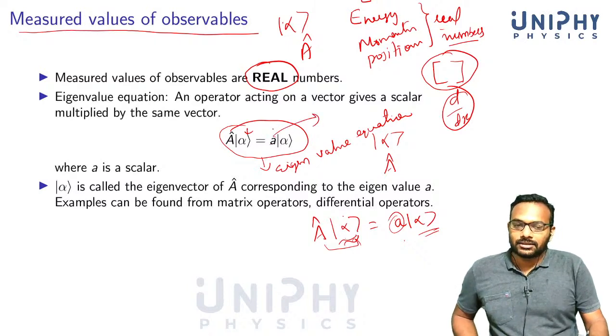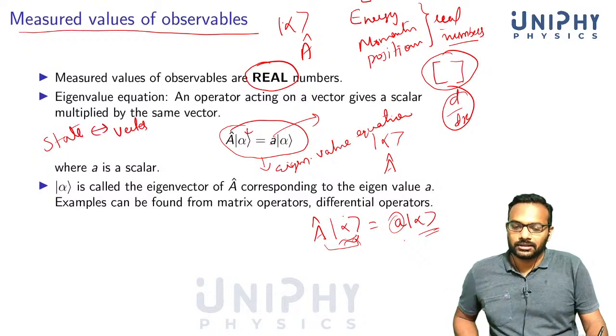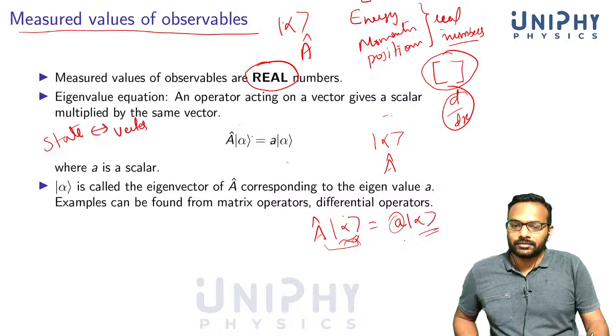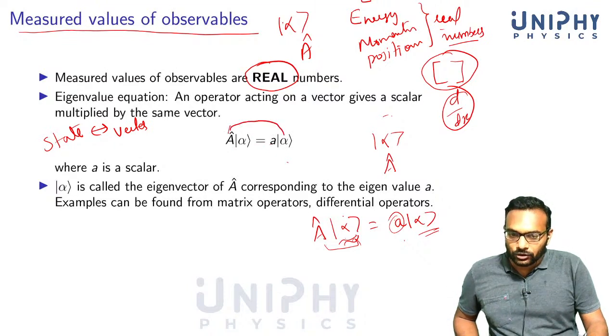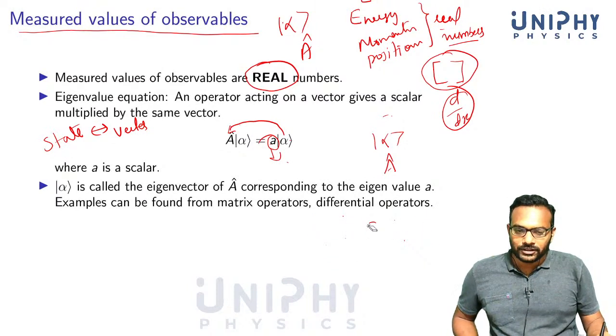So I am already using the words state and vector interchangeably. It is known as an eigenvalue equation, and in this terminology, we say that alpha is an eigenvector of A with eigenvalue small a. So alpha is the eigenvector of operator A corresponding to the eigenvalue small a. That's the terminology. So we have got numbers here, but we have a small problem.